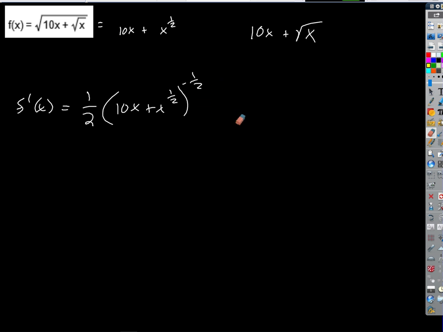So the next link is the derivative of that layer. What's that look like? Derivative of that layer. We undid the outside layer. Good. That's my answer. I just have to clean it up.